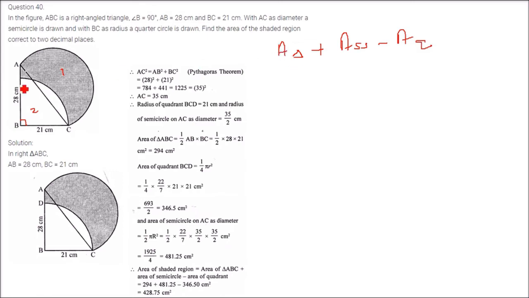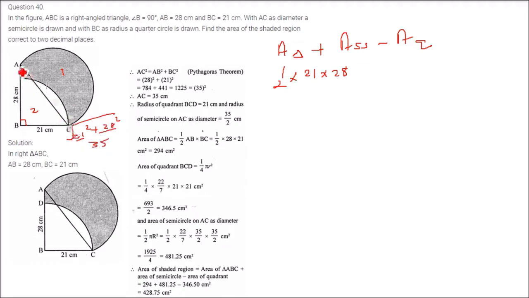So what is the area of the triangle? It is 28 and 21 is already given, so half into base into altitude, 21 into 28. This will be the area of the triangle. What is the area of the semicircle? See, AC is the diameter. So first we have to find the diameter. 21, 28 is there. The diameter will be found using the Pythagoras theorem. So it will be the square root of 21 squared plus 28 squared, that is 441 plus 784, adding to 1225, and the root of 1225 is 35.